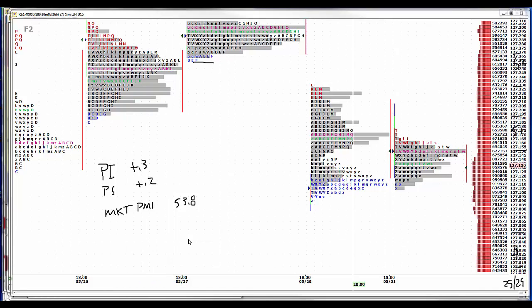The big number is ISM manufacturing, excuse me. 51.8, that's down from last month. And construction spending, which rarely hits, the number is forecast to be up 7/10. That one generally comes in lower. So personal spending plus 2/10.